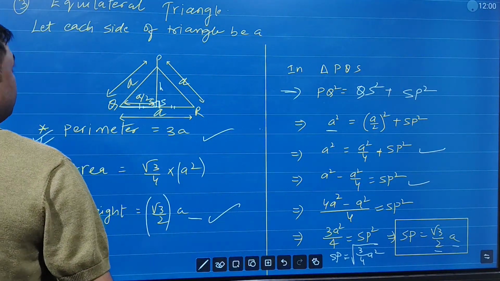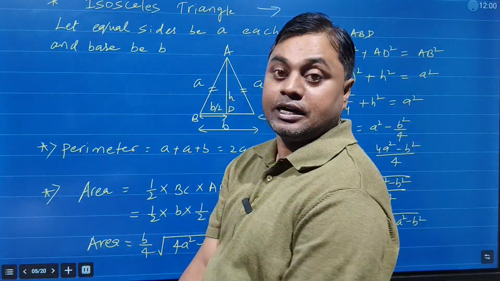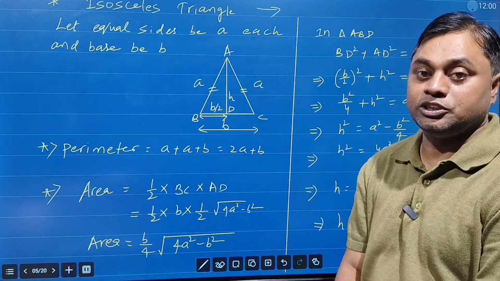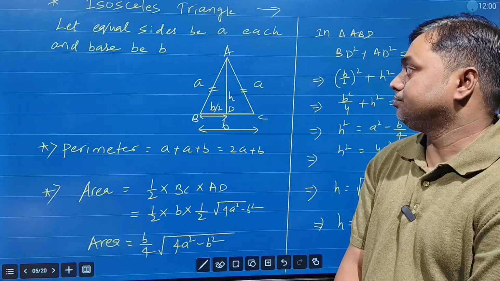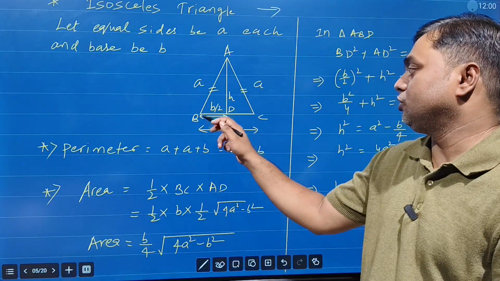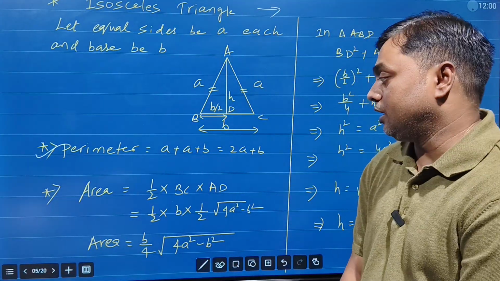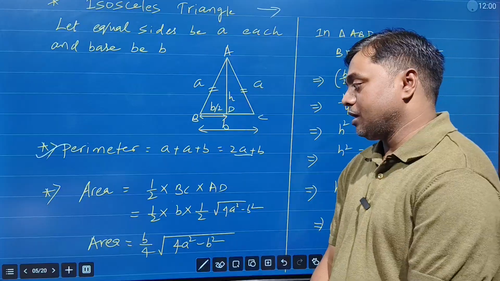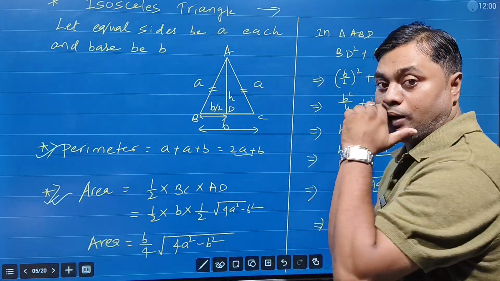Okay, next we talk about the isosceles triangle. What do you mean by isosceles triangle? A triangle whose two sides are equal. So I have considered ABC is an isosceles triangle. The equal sides are A, and the base I have considered as B. So how do you find the perimeter of this isosceles triangle? A plus A plus B, that is 2A plus B. Am I clear? The area of an isosceles triangle is half into base into height.